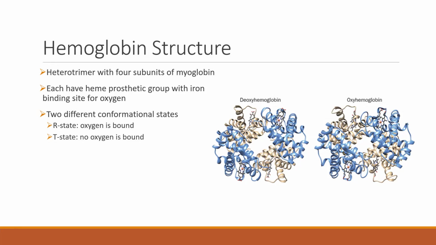It is in the R state if it has any bound oxygen, and it is in the T state if no oxygen is bound. These two states are shown in the image where the T state is deoxyhemoglobin and the R state is oxyhemoglobin.